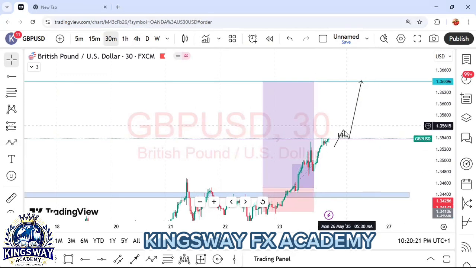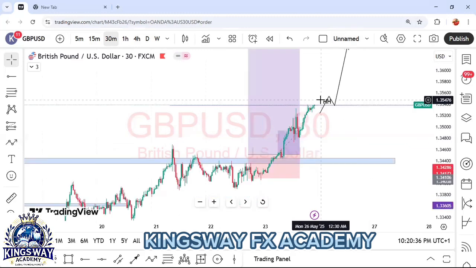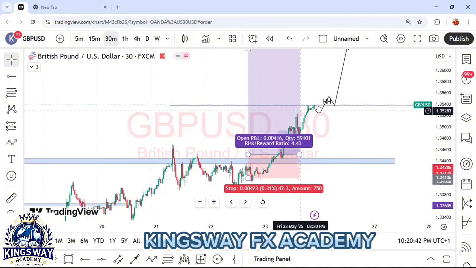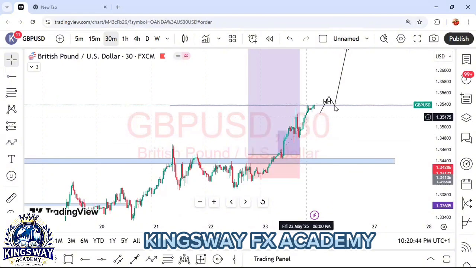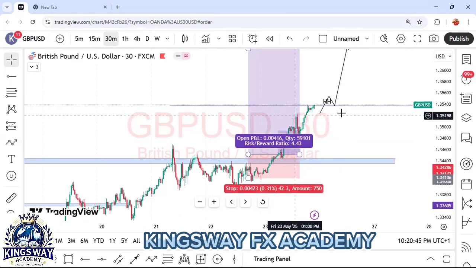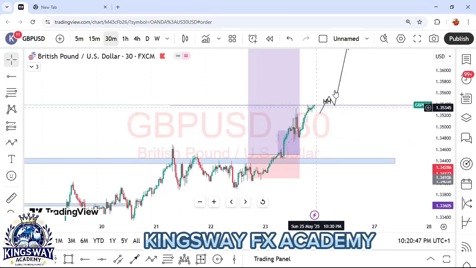So if I am to go long on GBPUSD, I'll wait for a break and retest of this level here, because this was the highest high we had from the previous week. So I'll wait for a break and retest of it and continuation to the upside. Then if I am to go short, maybe by Tuesday or Wednesday, I'll see how the market unfolds. Then I'll be able to decide on how to take a trade on GBPUSD.